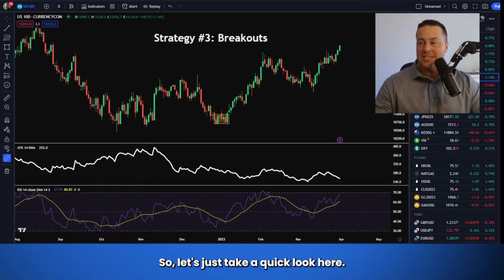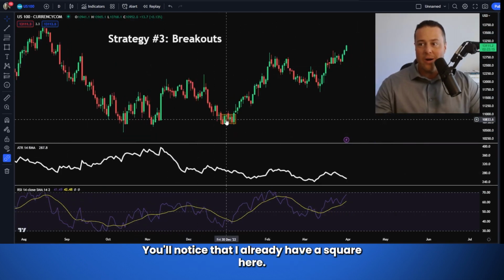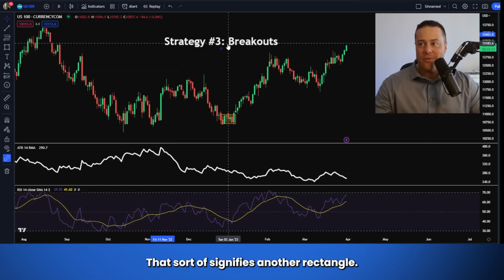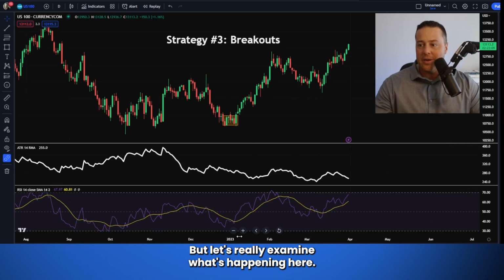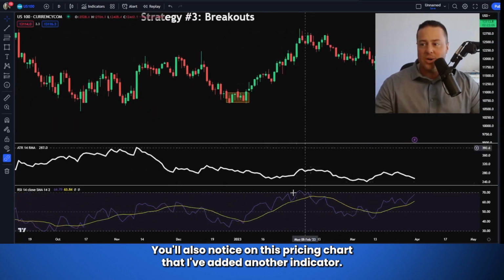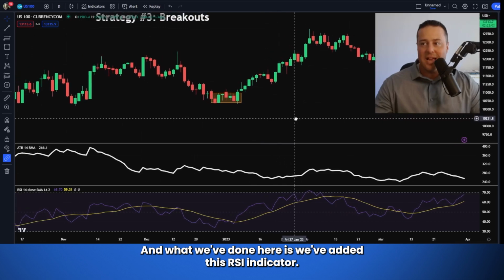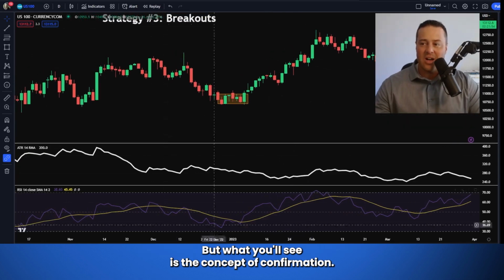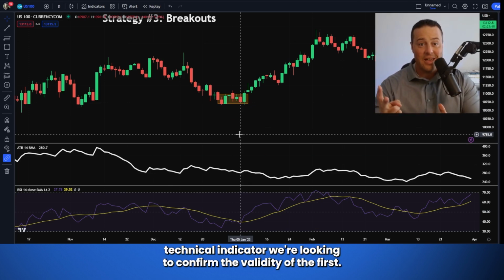So let's just take a quick look here. You'll notice that I already have a square here that signifies another rectangle that gives us our slow area. But let's really examine what's happening here. You'll also notice on this pricing chart that I've added another indicator, this RSI indicator. But what you'll see is the concept of confirmation. This is what we're looking at from these technical indicators. Now, when we add a second technical indicator, we're looking to confirm the validity of the first.